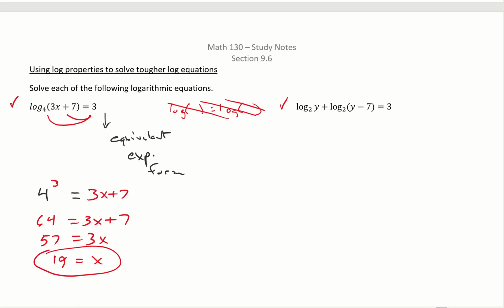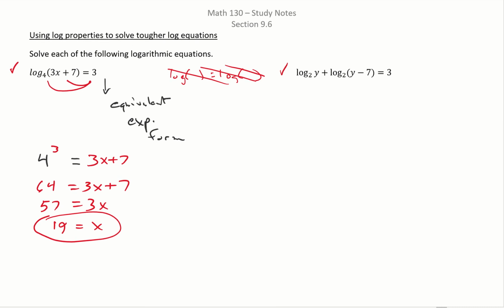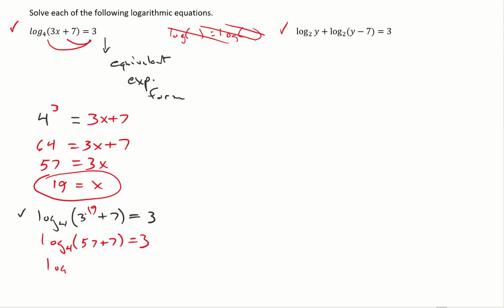Like I said, and I didn't emphasize it in the previous video, you do have to watch out for when you plug in. And it's good to actually see this. So watch this. If I want to check this, it says log base 4 of 3 times whatever plus 7, is that equal to 3? The number we got was 19. So what we get is log base 4 of 3 times 19 is 57 plus 7. Is that equal to 3? So log base 4 of 64, is that equal to 3? And the answer is yes, because 4 to the 3 indeed is 64. Okay, I just wanted to check one of them. There you go, it works.